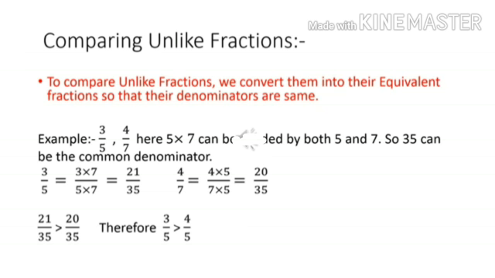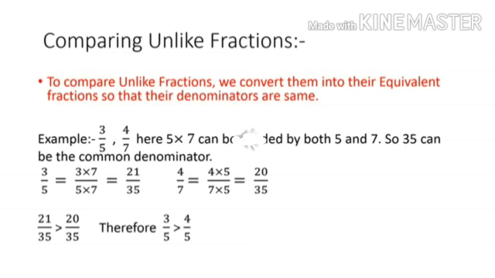Now let us take our next fraction 4 upon 7 and convert it into a like fraction. That is, in 7's table, when do you have 35? That is 7 into 5, 35. Now let us take the same number to multiply with the numerator. 4 into 5 will give you 20. So we have our new fraction 20 upon 35.